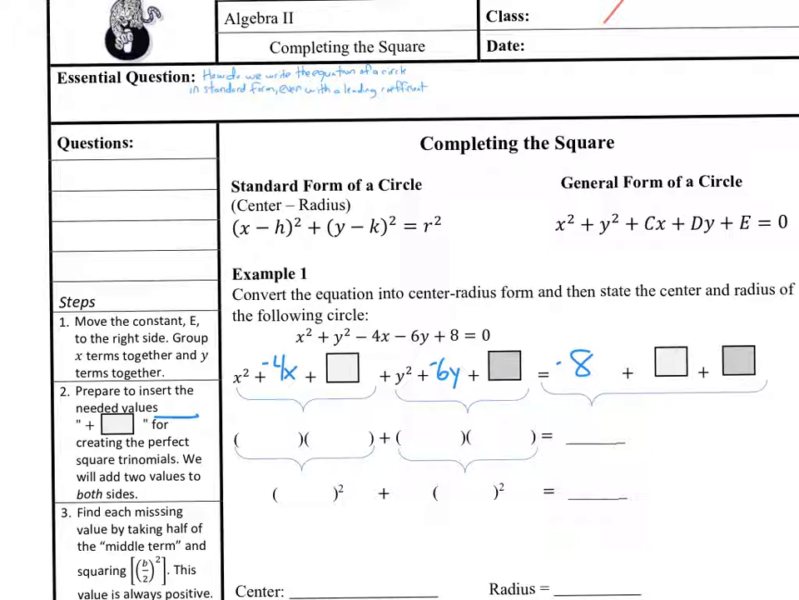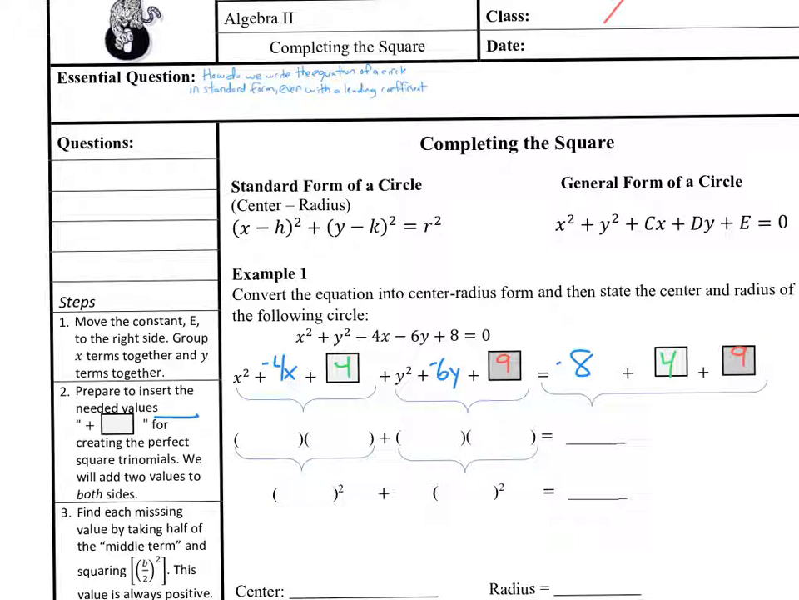So, half of the b value squared. So half of 4 squared and half of 6 squared. That's what we're going to add to both sides. We've got to fill in the box with the exact same thing. So half of 4 squared, half of 4 is 2, squared is still 4. We're going to add 4 to both sides, and then half of 6 is 3, 3 squared is 9, so we're going to add 9 to both sides.